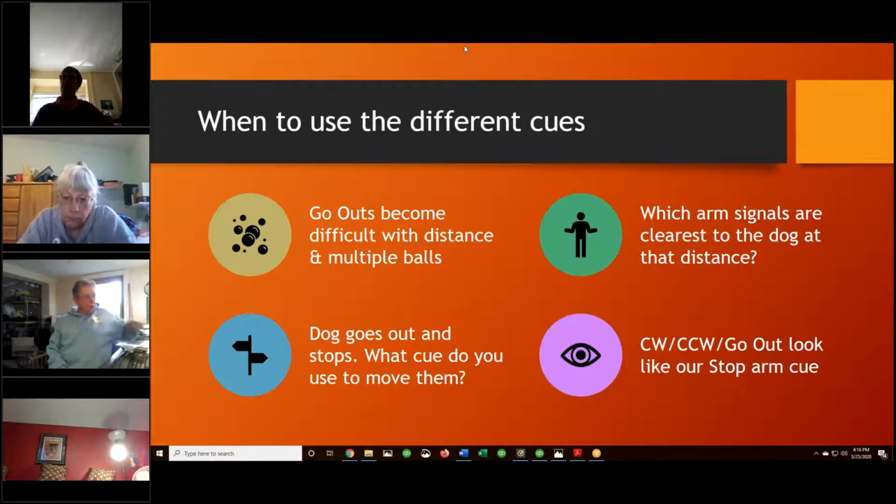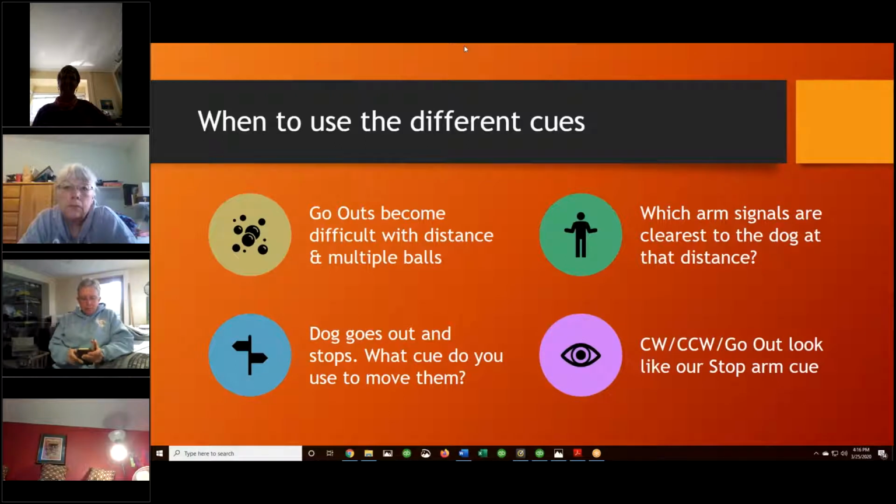So it's one of those times I'd like to ask you guys, what do you do? Which cues do you tend to use more, your aways and come bys, or your go outs and left rights? And then what do you do when your dog stops out there on the field and they're staring at you? What cue do you use to move them? Do you stay with your circular cues? Do you switch? Anybody bold enough to tell?